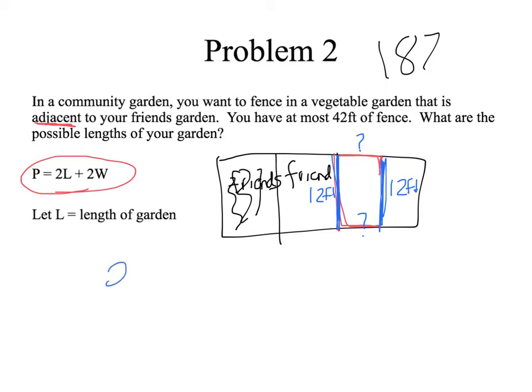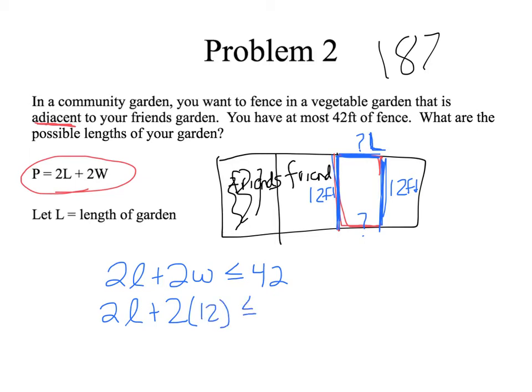so let's see, we have 2L plus 2W. Now, this is the perimeter. This 2L plus 2W represents the perimeter. We want to make sure that that is less than or equal to 42 because that's how much fence we have. Okay, so if this is the length right here, if this is what you're trying to figure out, you still have 2L. Now, for the W, you know that value. You know the W is 12.